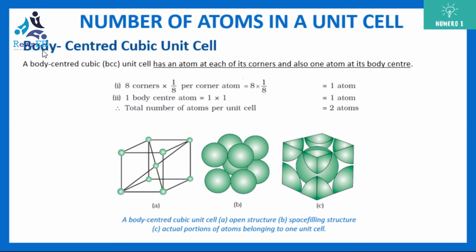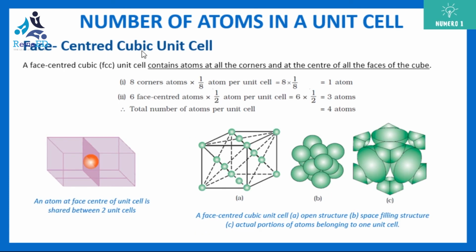In the case of the body centered cubic unit cell, how many atoms does it contain? The BCC unit cell has an atom at each of its corners and also one at its body center. So 8 corners times 1/8 per corner gives you one atom, and one present at the body center is another atom. So the total number of atoms present in a BCC unit cell, that is body centered cubic, is 2 atoms.